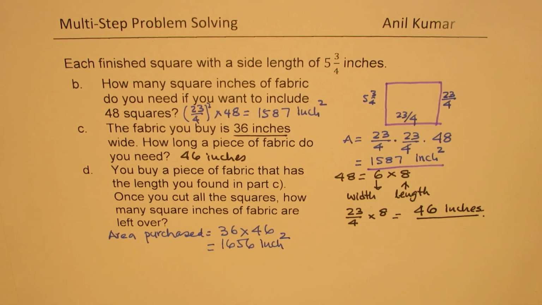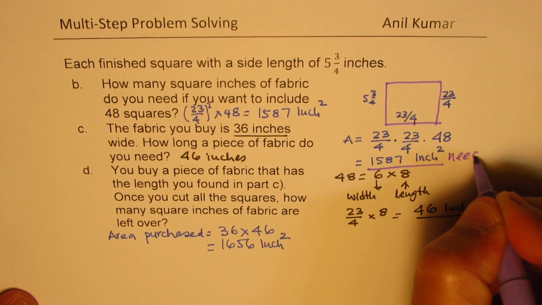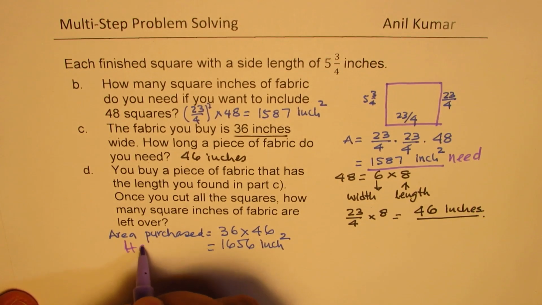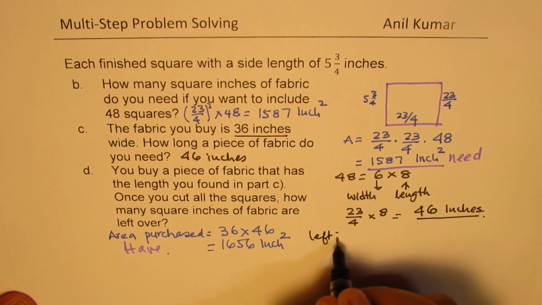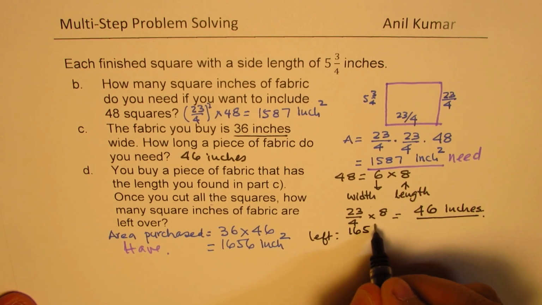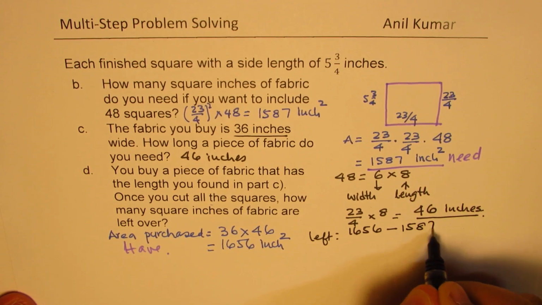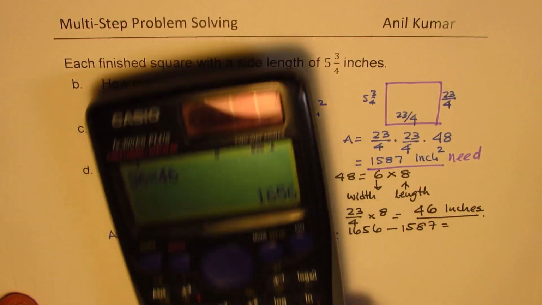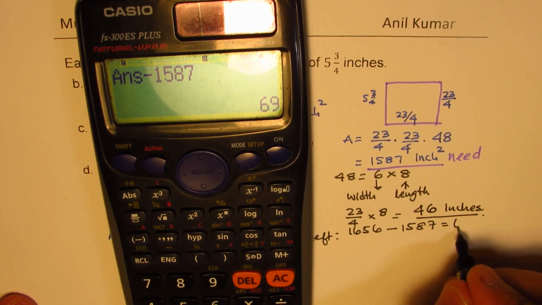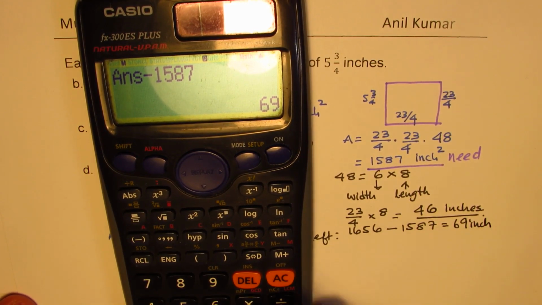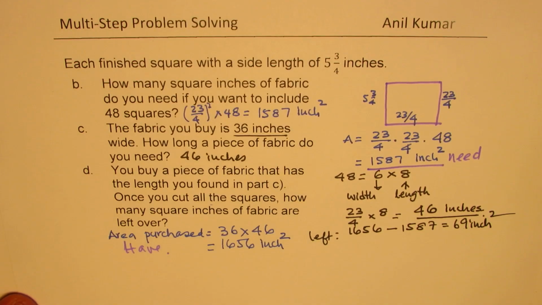So that is what you wanted. This is what you need, and this is what you have. Now once you cut all the squares, how many square inches of fabric are left? The difference of the two. So left will be 1656 minus 1587, and that gives us 69 square inches. It's an area, correct? So that is how we are going to solve it.